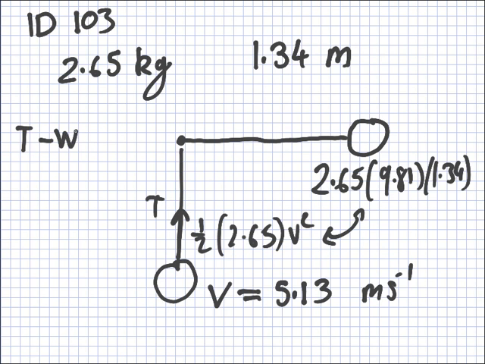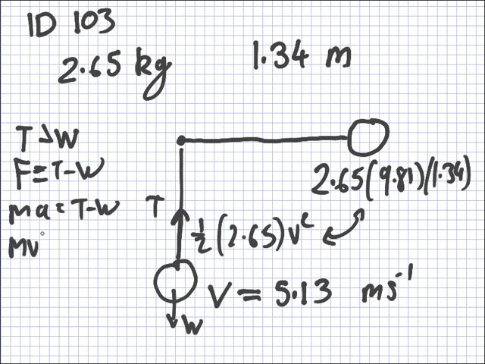minus the weight will be, well, okay, which will be bigger, the tension or the weight here? The tension will be bigger, because it's turning in a circle. In fact, there will be a net force towards the centre of the circle here, and that net force will equal T minus W. And we know F is ma. ma equals T minus W, and we know a is v squared over r, so mv squared over r equals T minus W.